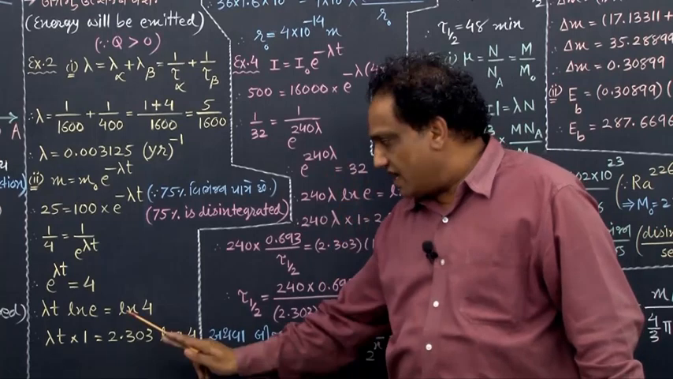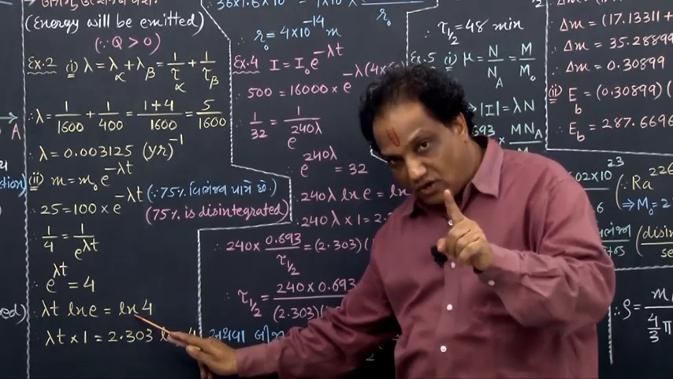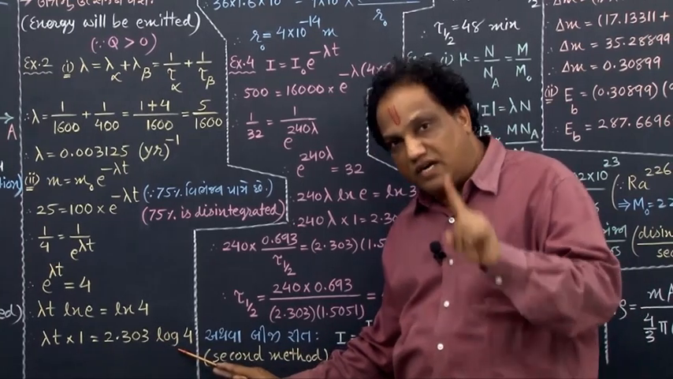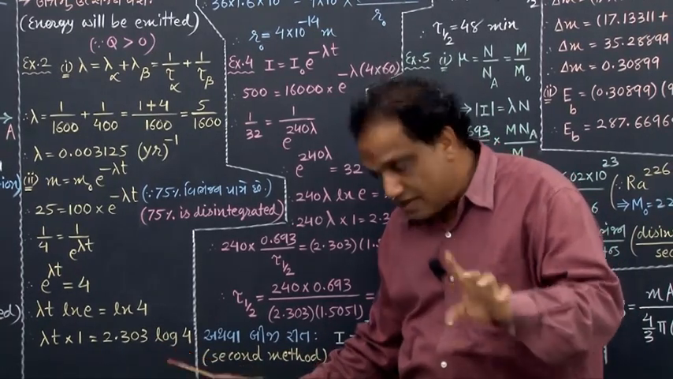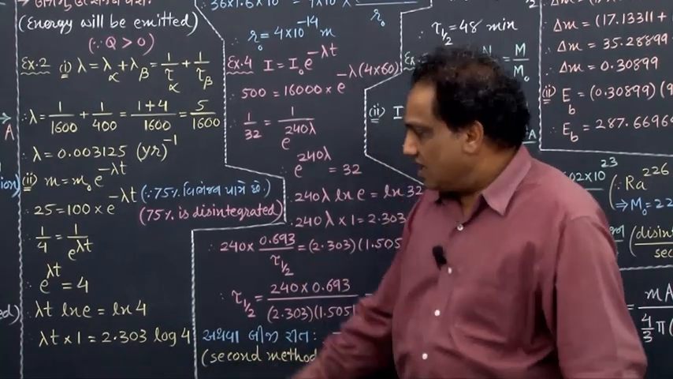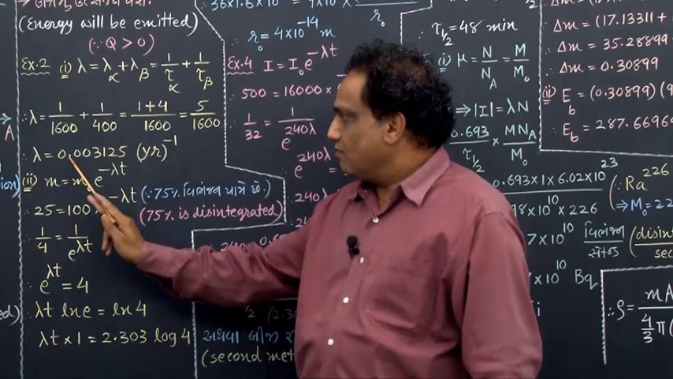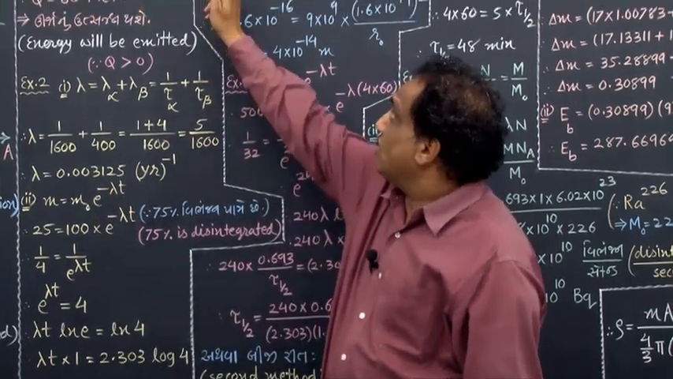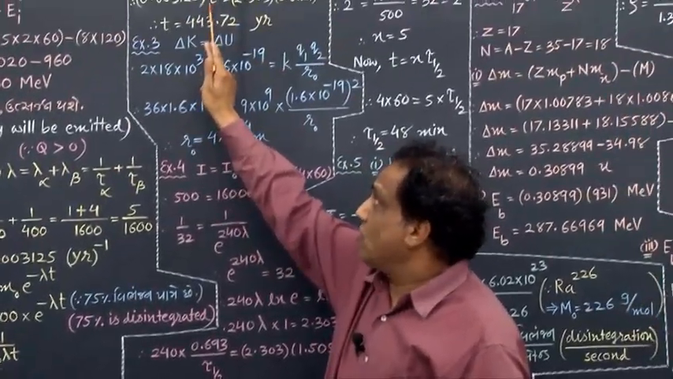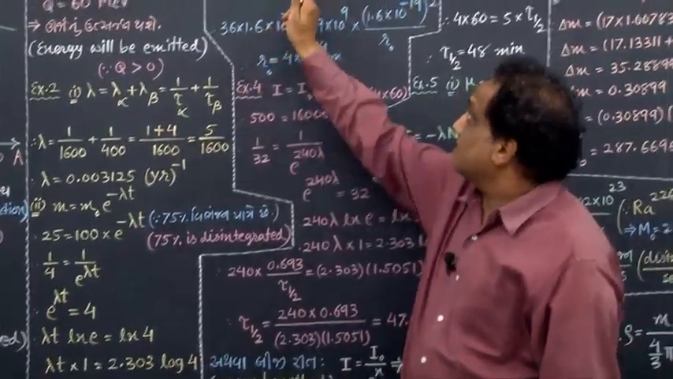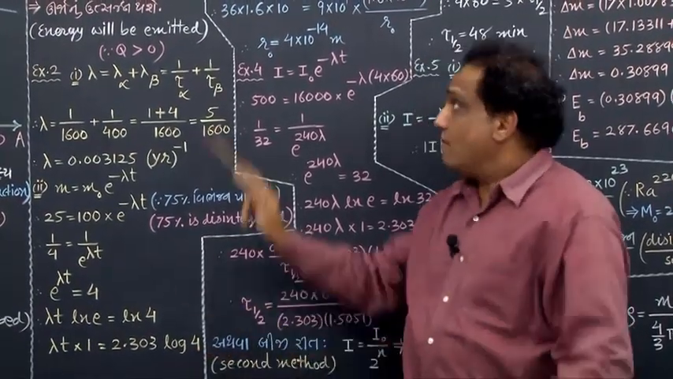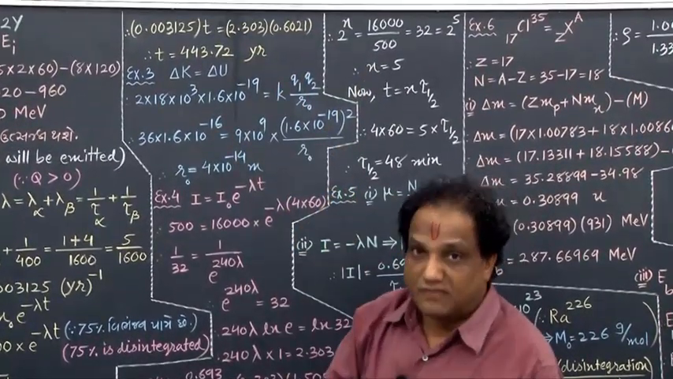In physics, whenever ln is written, it is natural logarithm having base e. Whenever log is written, it is to be understood that it has base 10. Base e to base 10 multiplied by 2.303, correct? Now value of lambda we have found out 0.003125. 0.003125 into small t, which we require to find out, 2.303 as it is, and log of 4. In our log table you will get log of 4, 0.6021, correct?